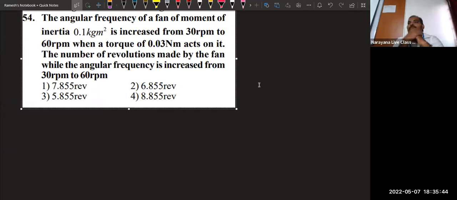Now if 100 revolutions completed, 100 rotations completed means 100 into 2 pi. 200 into pi means something like 600 radians will come. I think you understood how many revolutions should be made by the fan while increasing the speed.